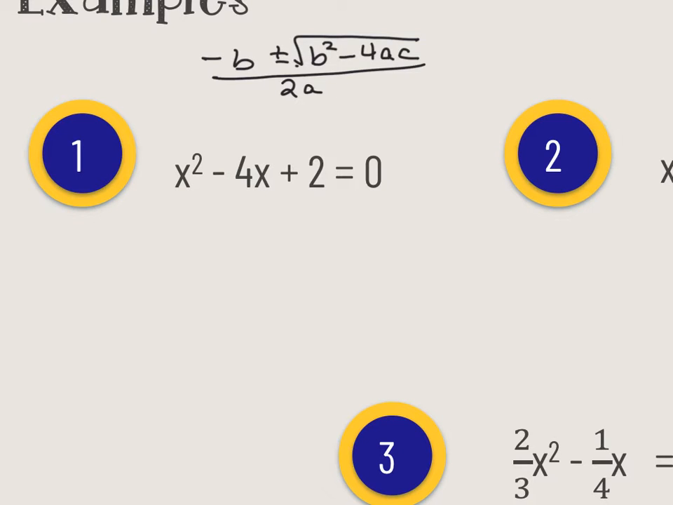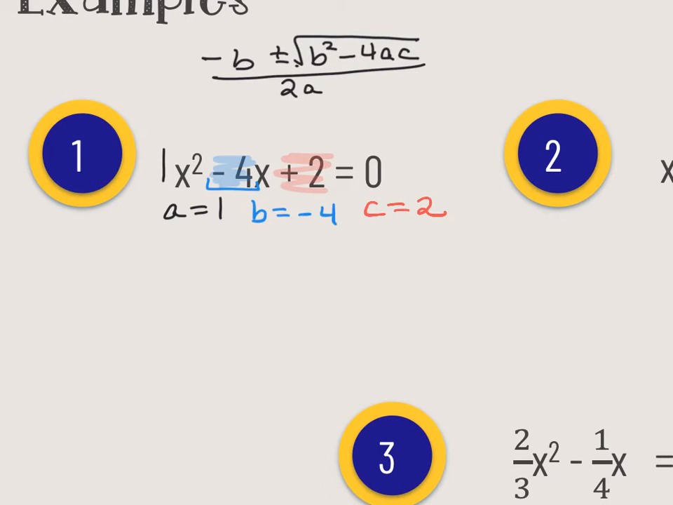So in this particular problem, my a value is 1. Now when I go to get the rest of the values, if it's a subtraction sign, my b value right here is a negative 4. So this is where you have to be very careful. My c value is the constant, so my c is going to be 2.